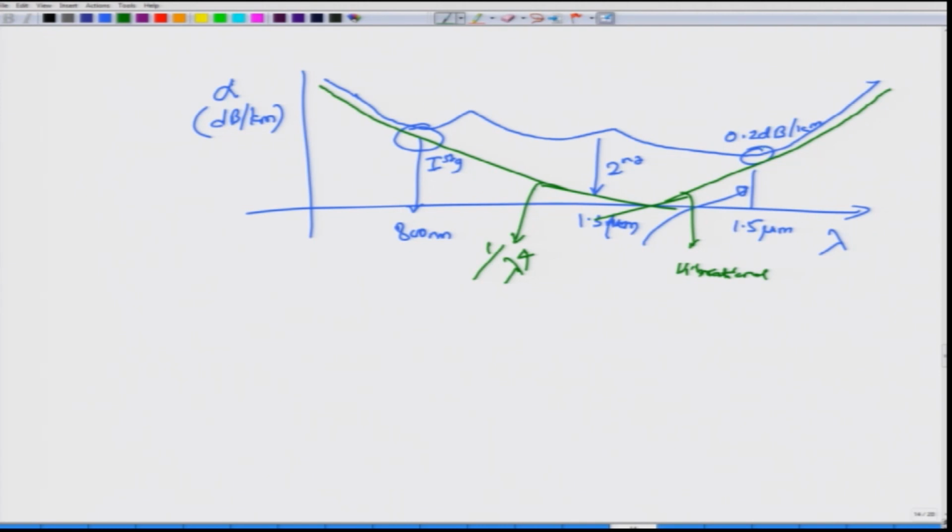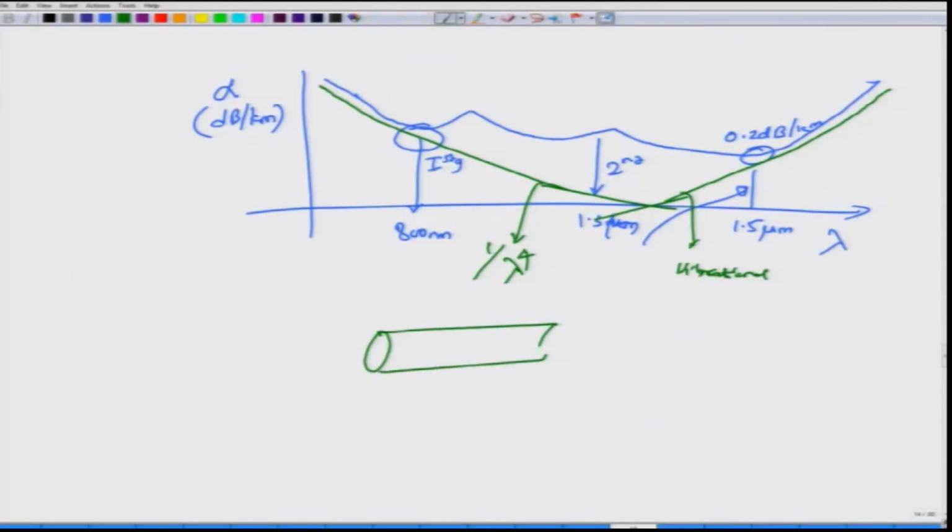But I have been talking about these losses in terms of some quantity called dB per kilometer. What exactly is this dB per kilometer? As I told you, if I take an optical fiber of certain length L, send in a power P in and get the power P out, I expect that this power P out, which would of course keep varying with respect to L, goes as e power minus alpha L times P in, where this alpha is what is called the natural units of attenuation.